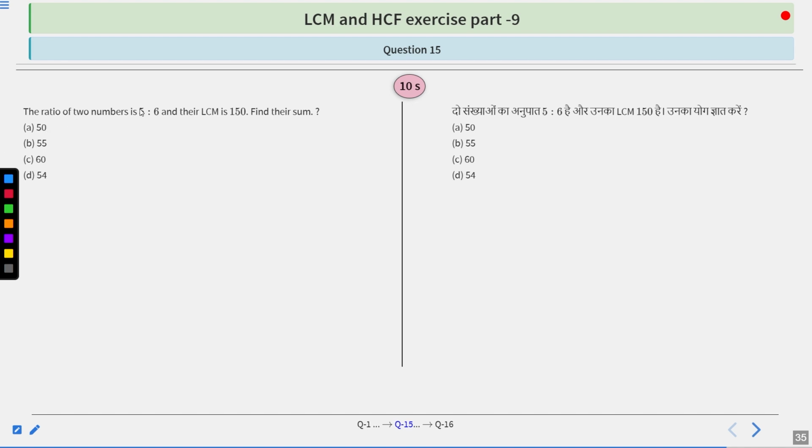The ratio of two numbers is 5:6 and their LCM is 150. Find their sum. Option A 50, option B 55, option C 60, and option D 54. I'm giving you 10 seconds to find out the correct answer. After that, I will do the solution for you.